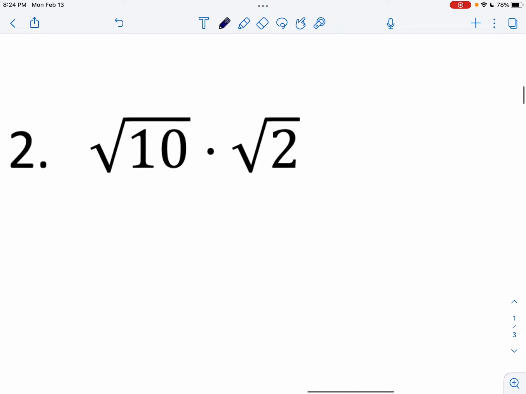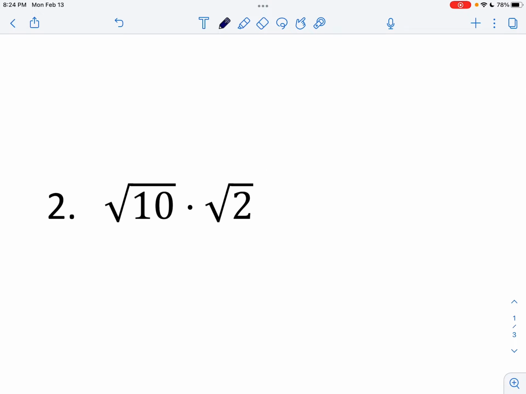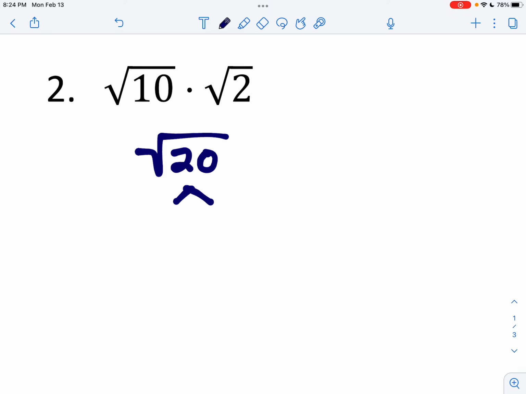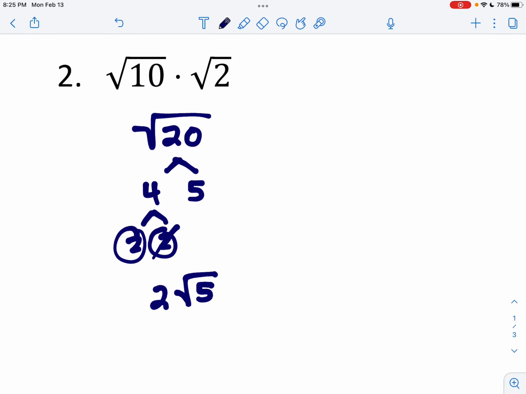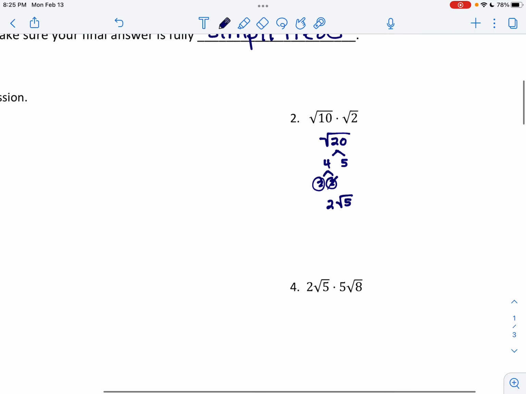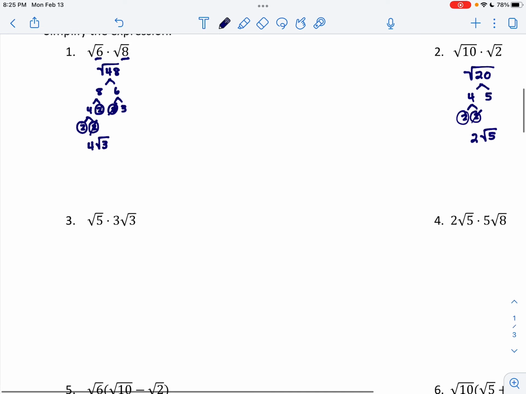All right, number 2. Radical 10 times radical 2. Since they're both radicals, we can multiply them together and we get radical 20. We can break it down. Just because 10 times 2 gave me 20, I don't have to break 20 down into 10 and 2. I can break it down into 4 and 5 since 4 is a perfect square. I know that 4 is going to turn into 2 2's and it's going to come out of the radical. So my answer would be 2 radical 5. You could still use 10 and 2, but it's easier whenever you find perfect squares that you can simplify quicker. So 2 radical 5 is your answer for number 2.